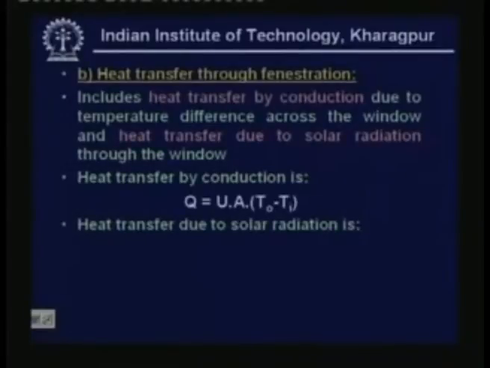The second part is heat transfer due to solar radiation. This is given by Q is equal to A unshaded into SHGF max into FV into CLF. These aspects we have discussed in the last lecture. In this particular expression, A subscript unshaded is the unshaded area of the window.